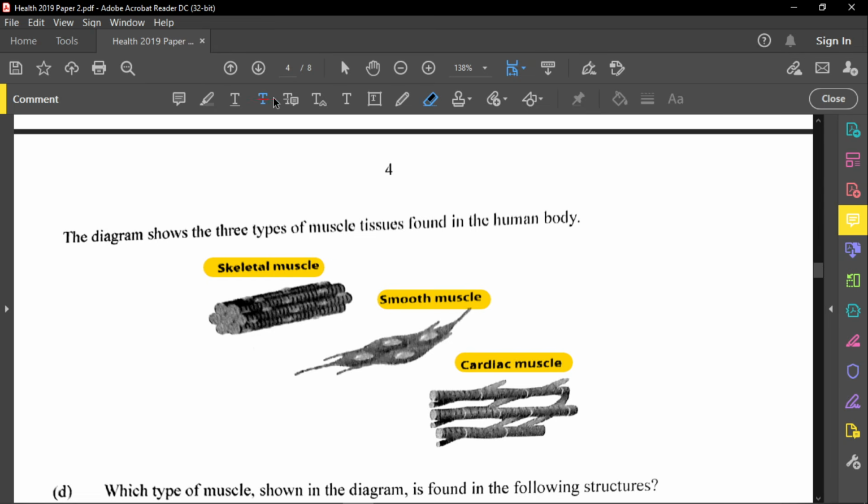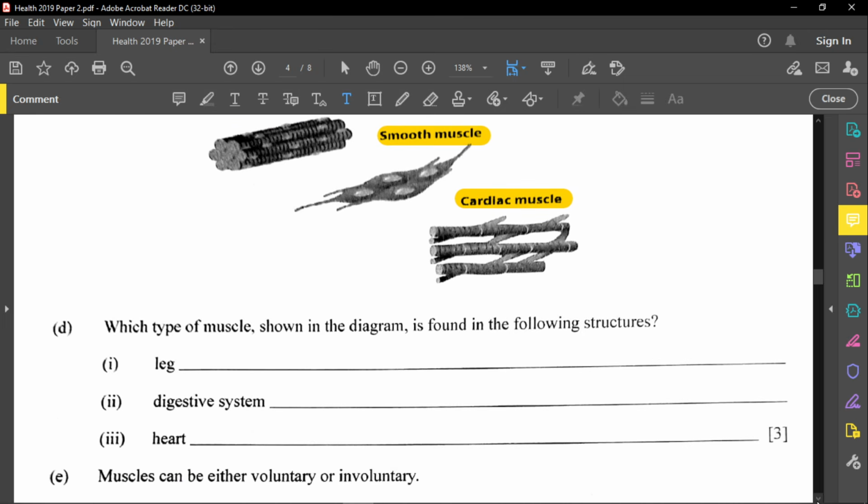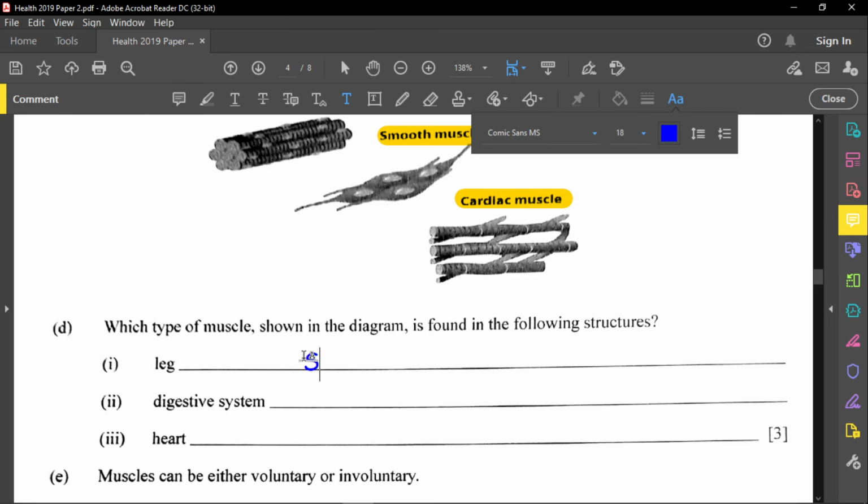All right, so now go into the question part of this question. Which type of muscle shown in the diagram is found in the following structures? And in the leg, you will have skeletal muscles. And easy to note because, again, the leg contains bone, which means skeleton. And these muscles are connected to the bone structures, which assist in movement. So, again, skeletal muscle will be in your leg.